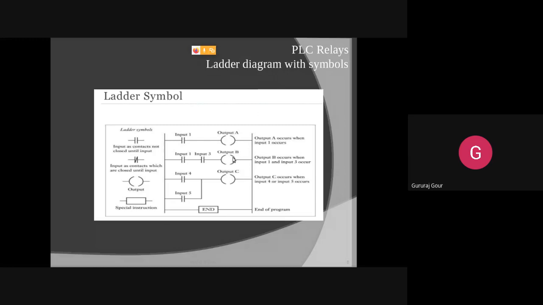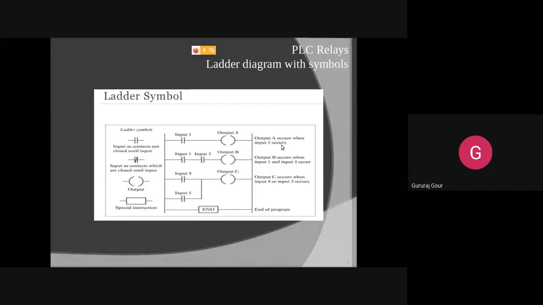Now you can see, input 1 we are going to indicate here in a ladder diagram with these symbols. Input 1 indicates that only when you apply the input, it will be closed. And output A occurs when input 1 occurs.